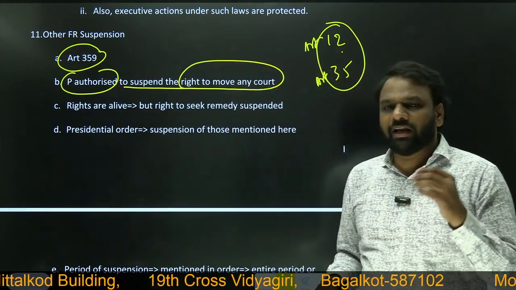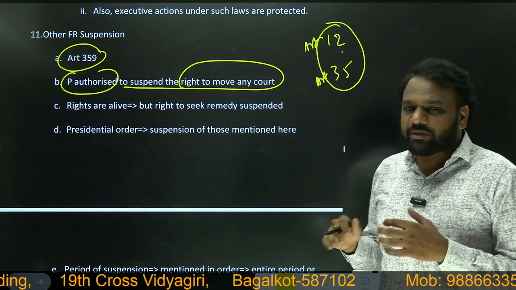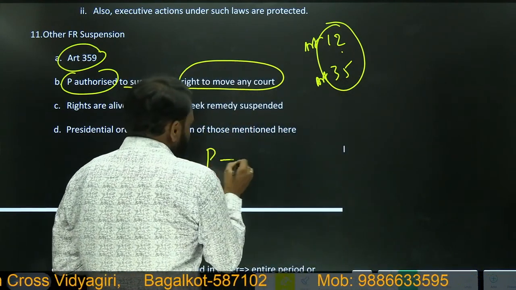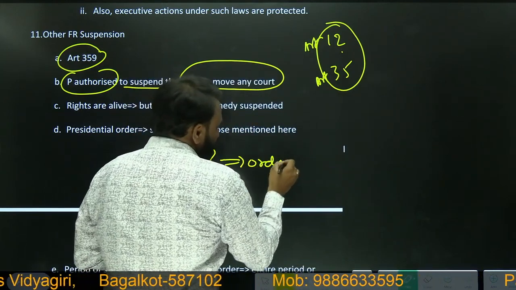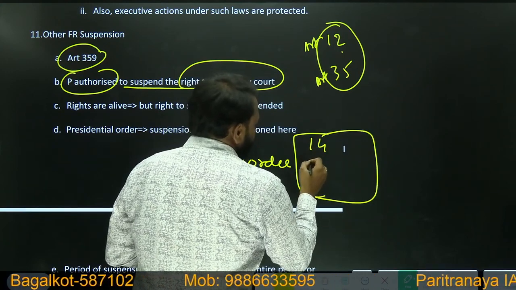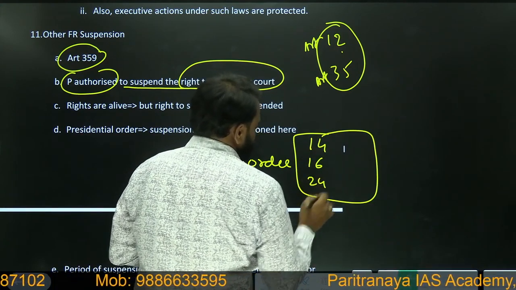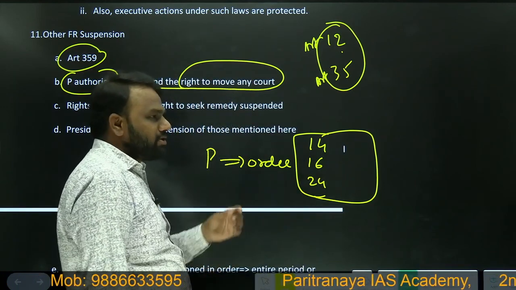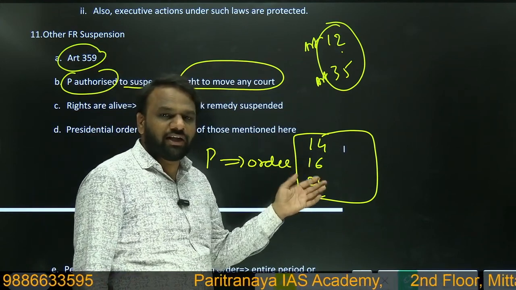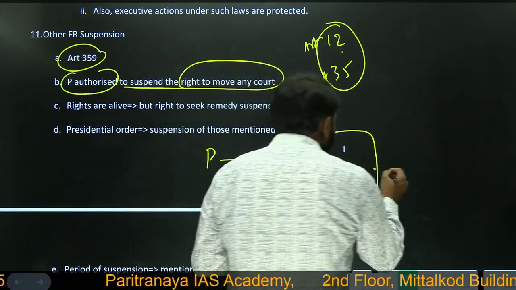When it comes to Article 19, suspension is automatic. But when it comes to other articles, the President has to mention them. So the President's order will consist of articles. For example, it says that Article 14 is suspended, Article 16 is suspended, Article 24 is suspended. It means only Articles 14, 16 and 24 will be suspended, whereas all the other articles, 15, 17, will continue to remain operative.